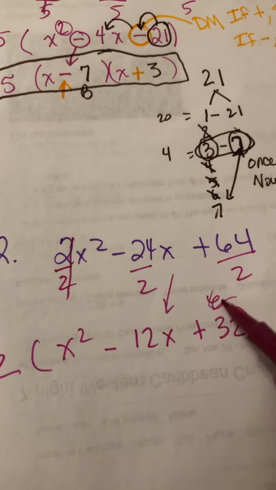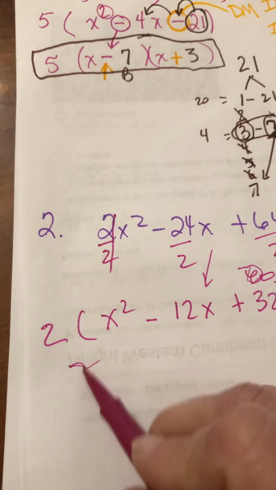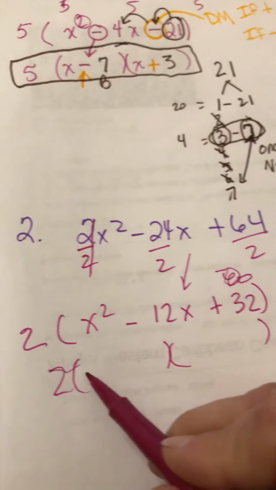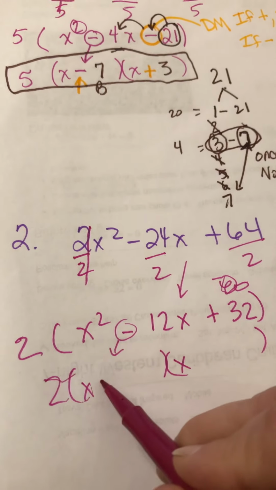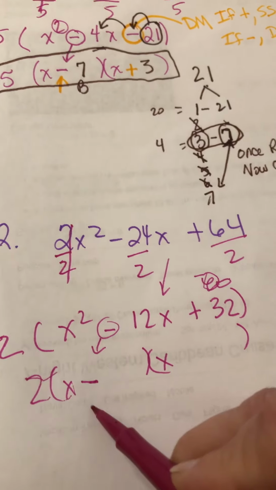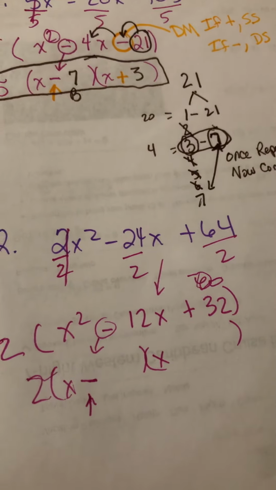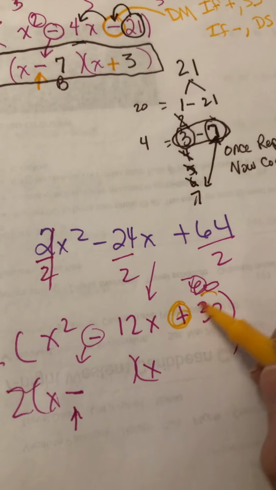That was a mistake right there. That was a pen touching the paper. All right, here we go. We've got the 2 out front, parenthesis, parenthesis. Bring down your x's. Bring down that first sign. Never doubt it, never question it, never worry about it, and never, ever, ever change it, right? Never. So then we're looking for factors of 32. Decision maker.